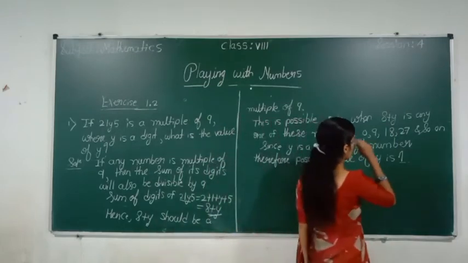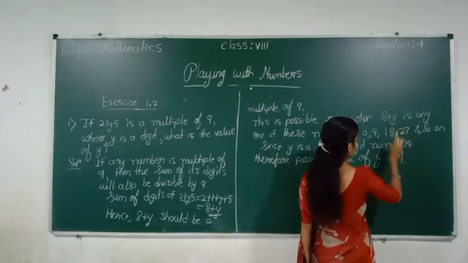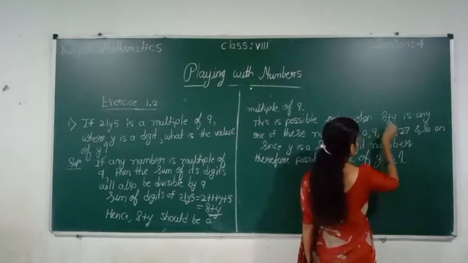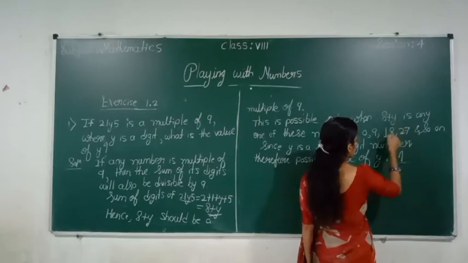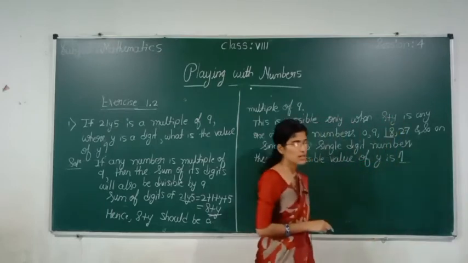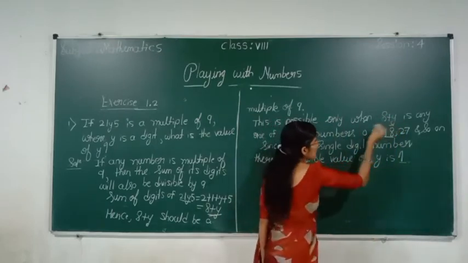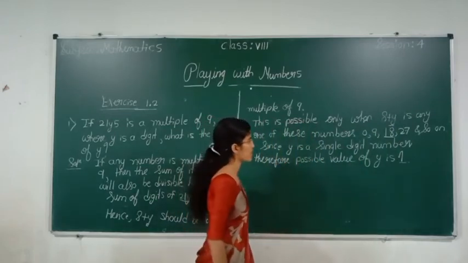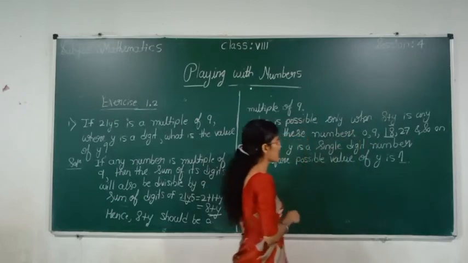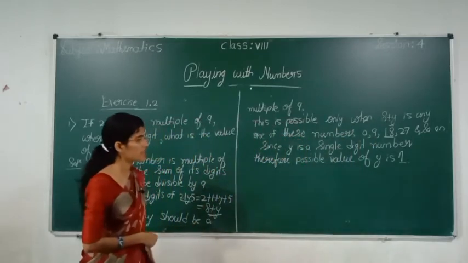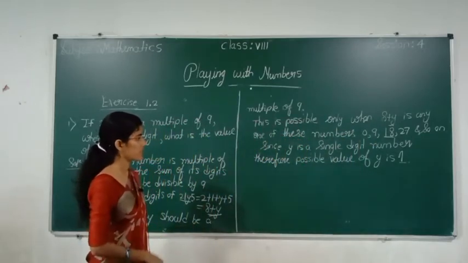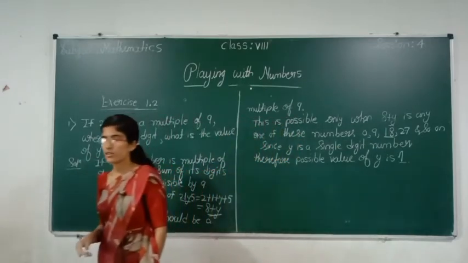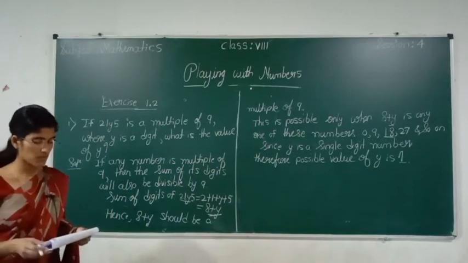If I want 18, 8 plus 10 will come 18, but 10 is a 2-digit number. We have to put here a single digit number. They are given where y is a single digit number. 8 plus 1 is 9. This is possible only when y value is 1. Therefore, we can tell y is 1. So, we will see the next problem here.